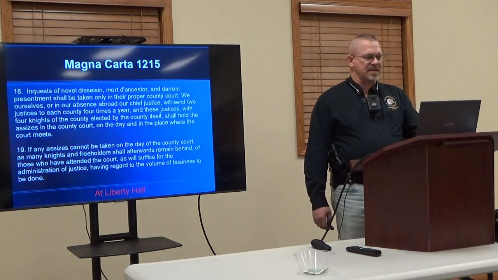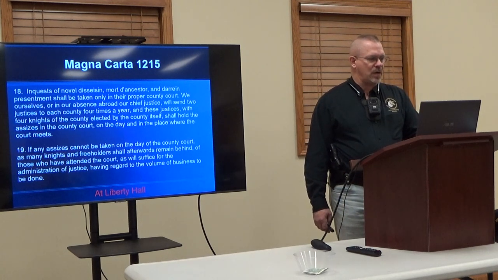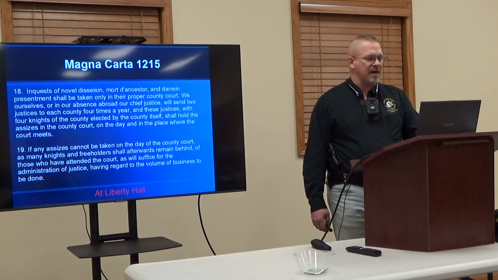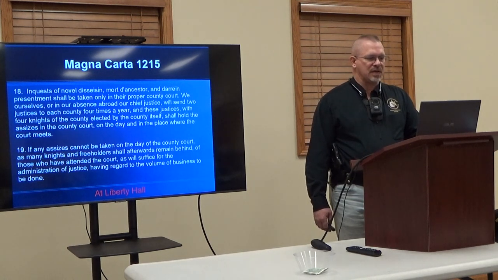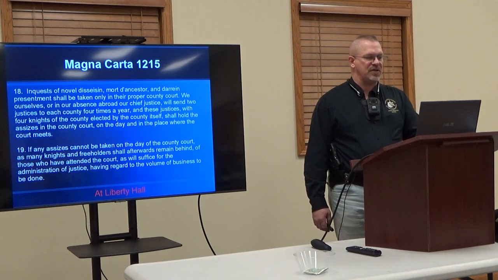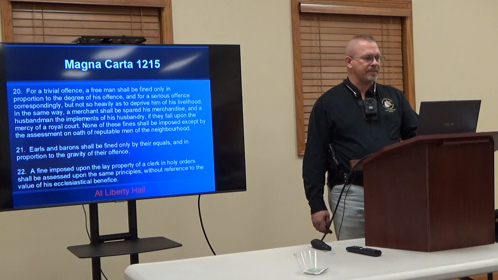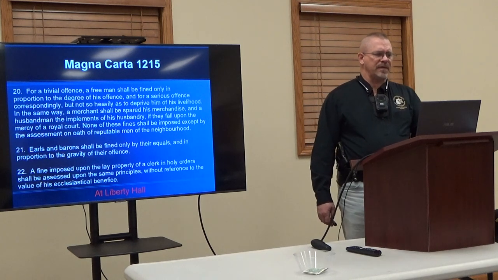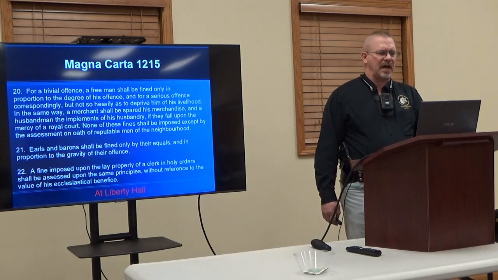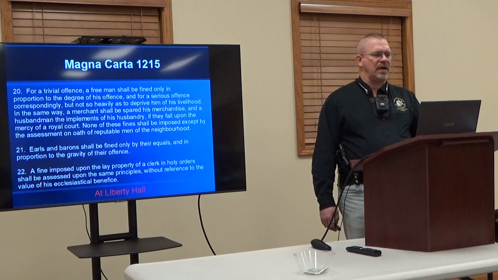If any assizes cannot be taken on the day of the county court, as many knights and freeholders shall afterwards remain behind of those who have attended the court, as will suffice for the administration of justice, having regard to the volume of business to be done. 20. For a trivial offense, a free man shall be fined only in proportion to the degree of his offense.